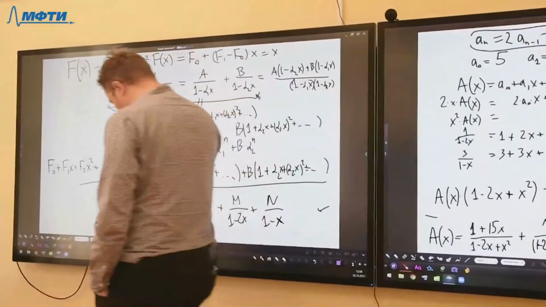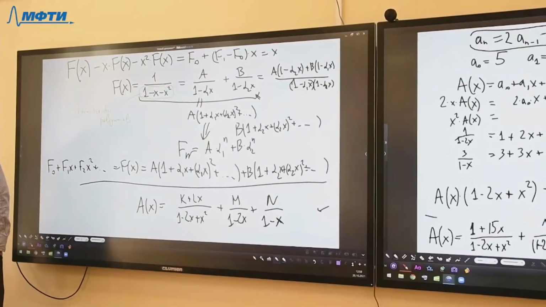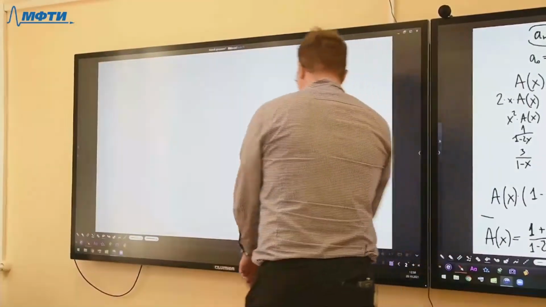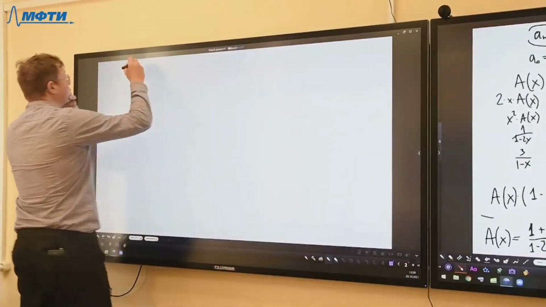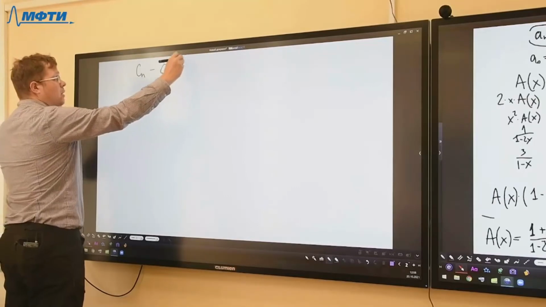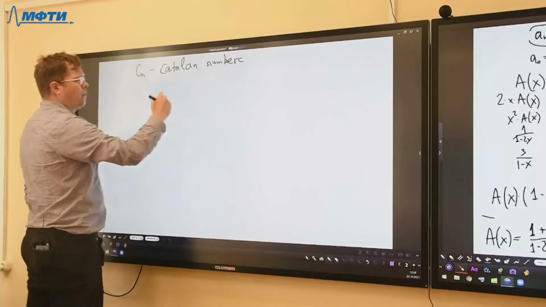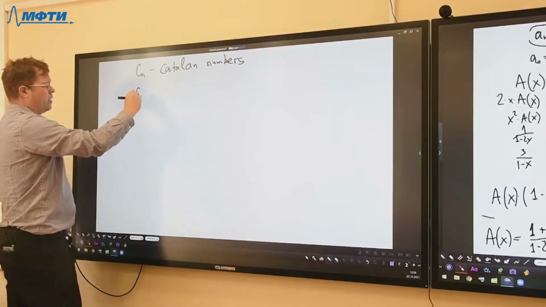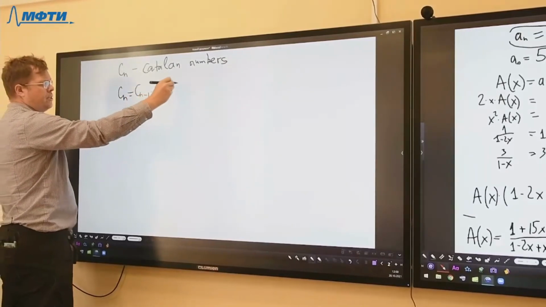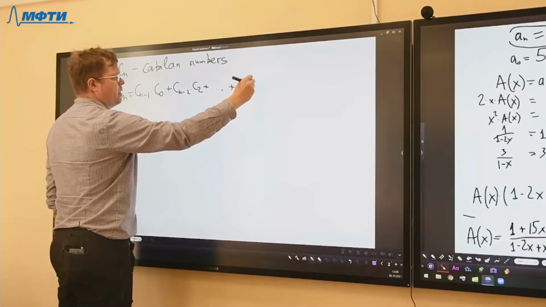Okay. What about Catalan numbers? So I remind you that we have the following Catalan numbers. We have a recurrence relation, which is Cn is equal to C0 times Cn minus 1 plus C1 times Cn minus 2, etc., plus Cn minus 1 times C0.